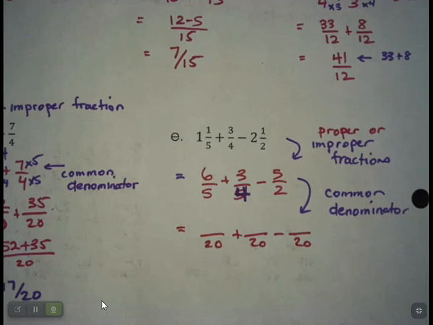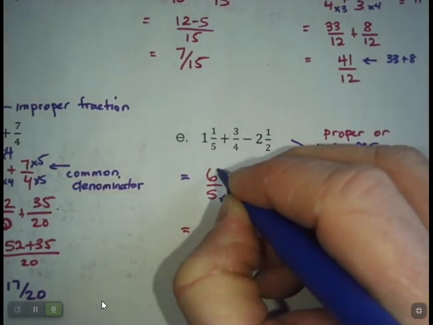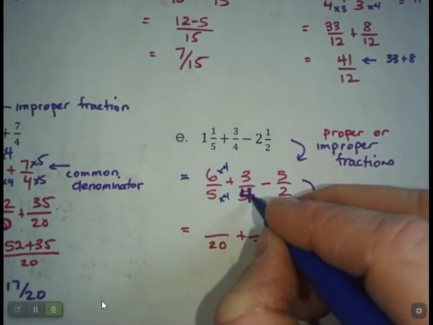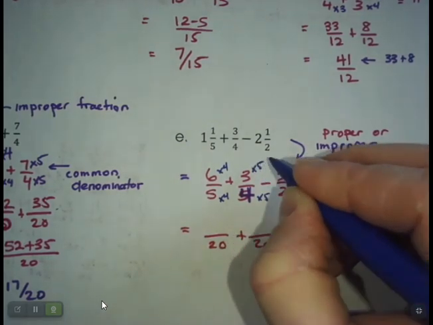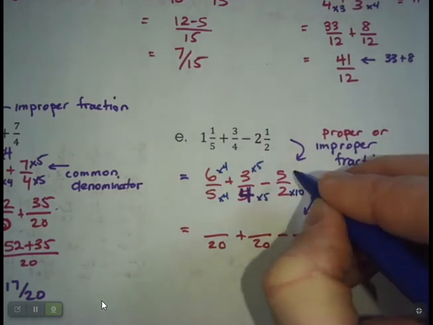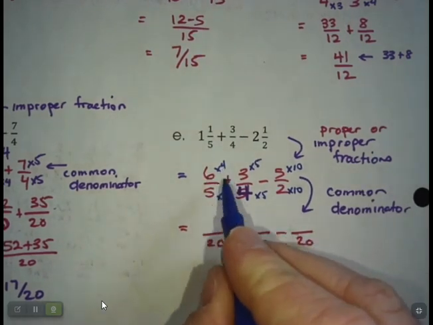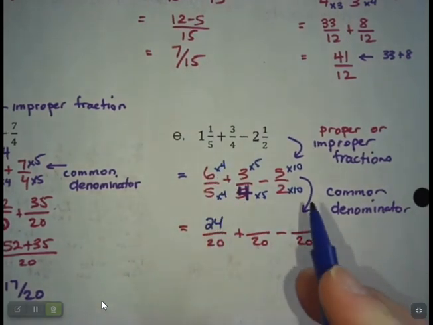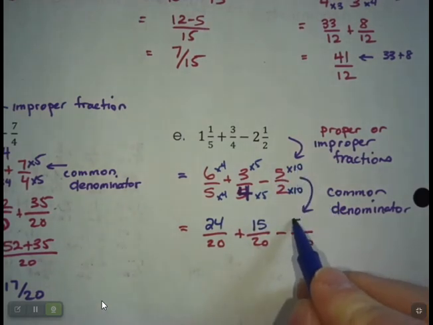And then I got to think about, what do I have to multiply 5 by to get to 20? I'm going to have to multiply by 4. What am I going to have to multiply 4 by to get to 20? 5. What do I have to multiply 2 by to get to 20? 10. So 6 times 4 is 24. 3 times 5 is 15. 5 times 10 is 50.